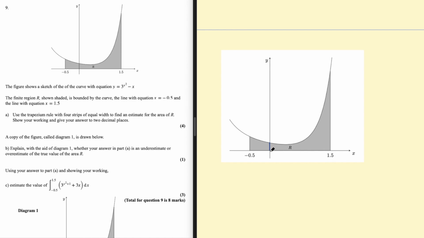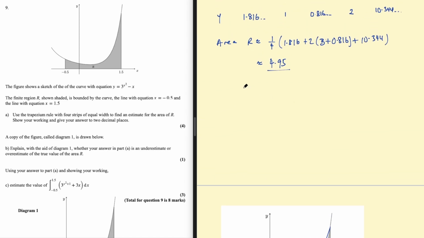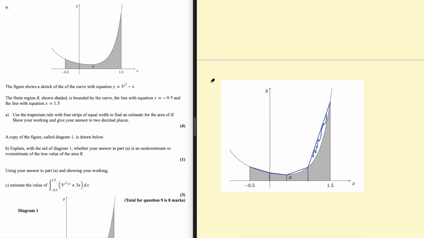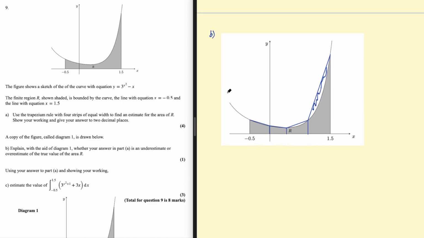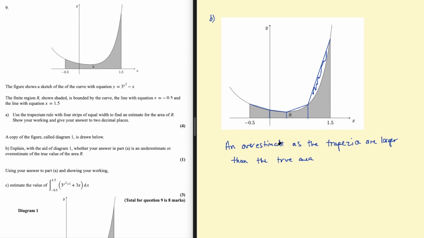So firstly, draw your intervals. So 0.5 would be probably about there. 1 would be about there somewhere. Okay, so then join these up. And we can see just from doing that we're clearly going to get an overestimate because we've also added these areas that were not in the actual area R. So for part B, we can say that it's an overestimate, as the trapezia are larger than the true area.